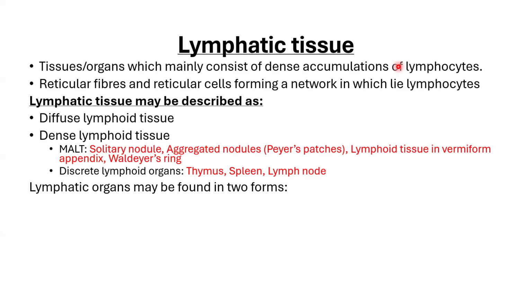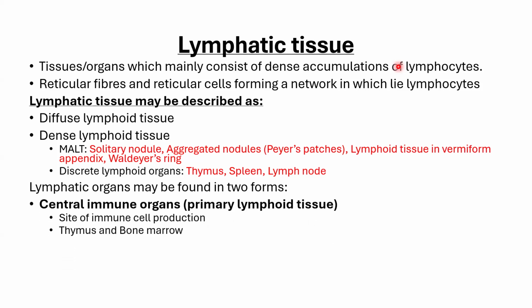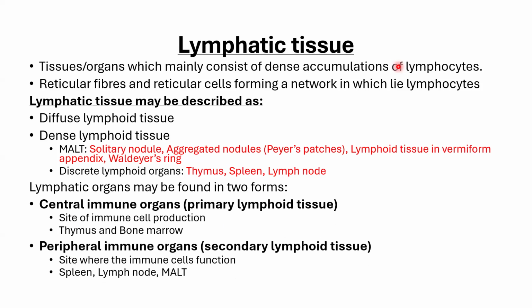These lymphatic organs may be classified into two. We can have primary lymphoid organs, also known as central lymphoid organs, and also peripheral, also known as secondary lymphoid organs or lymphoid tissues. Why are they called central, or primary lymphoid organs? Because they are the site of immune cell production. Which cells specifically? T cells and B cells. So thymus, T cells; bone marrow, B cells.